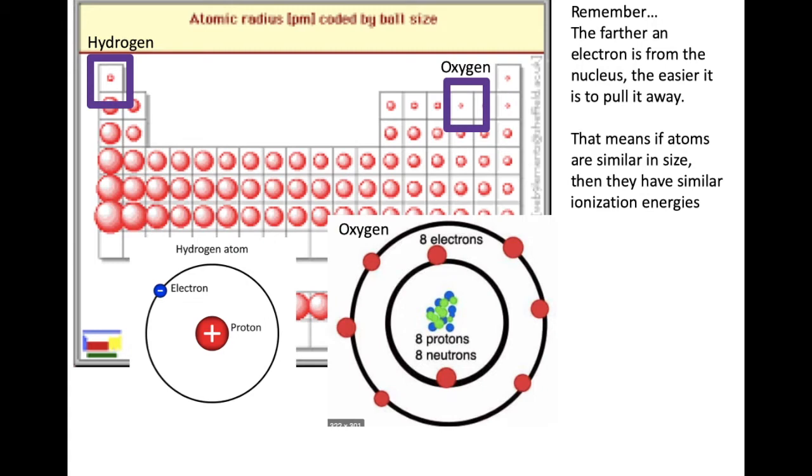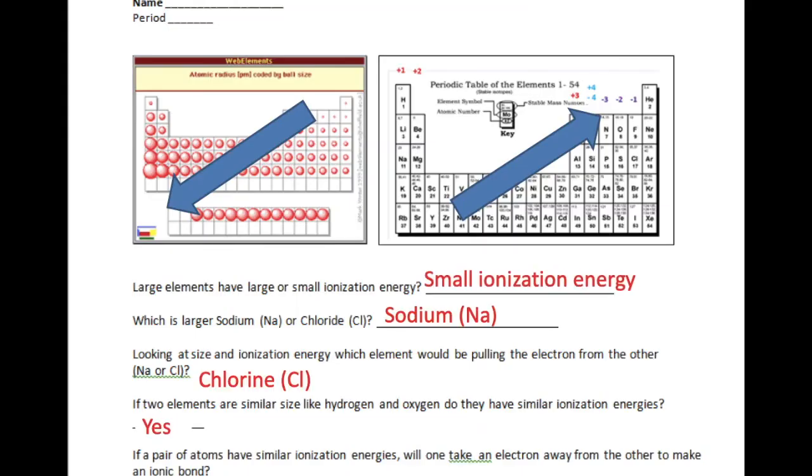And if the atoms are similar in size, then they're going to have similar ionization energies. This is because if their valence electrons are relatively close in distance away from the nucleus, then it's going to be about the same amount of energy to pull those valence electrons away. So yes, if two elements are similar in size, they will have similar ionization energies.